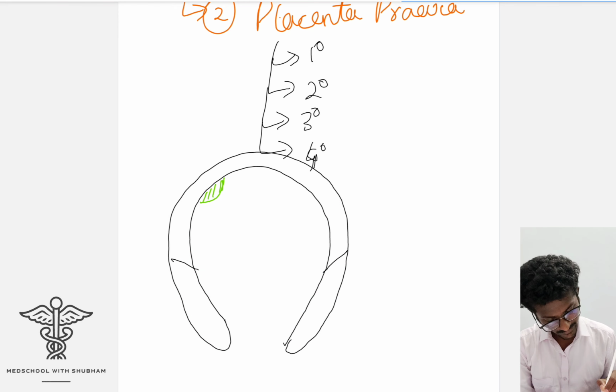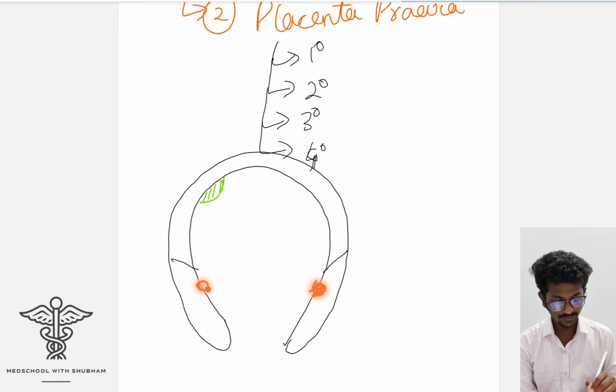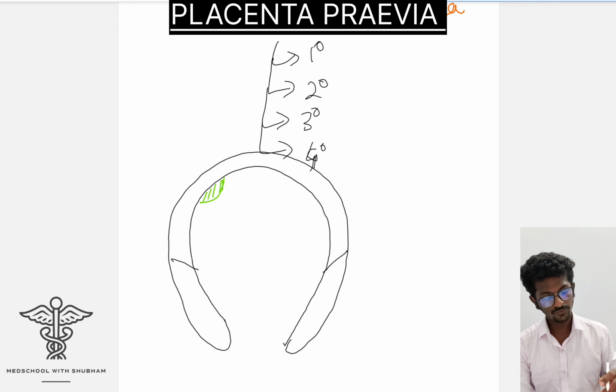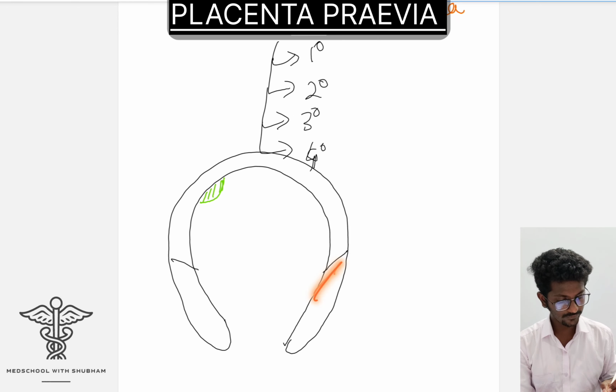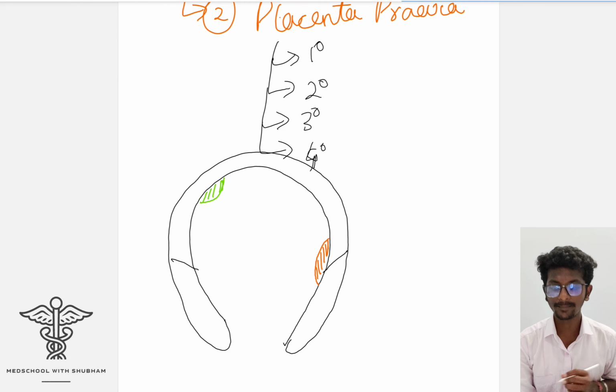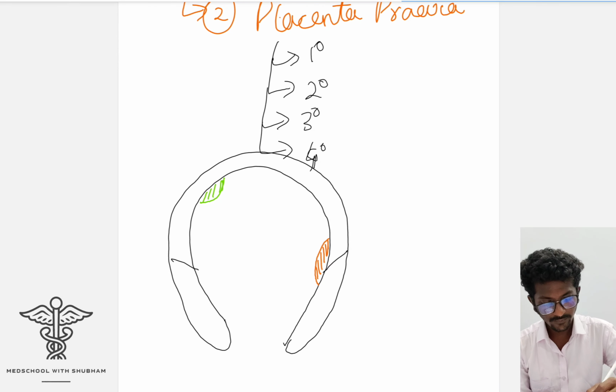If the implantation takes place in the lower uterine segment, over here or here, then the placenta will be formed in the lower uterine segment. So, if the placenta is formed at the junction of the upper and the lower uterine segment, then it is called 1 degree placenta praevia.